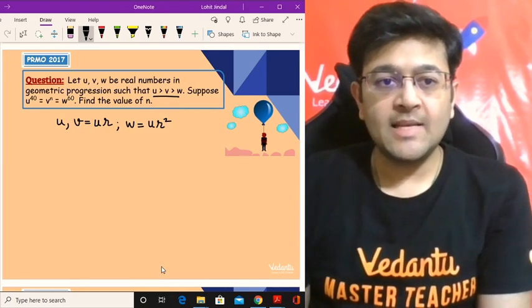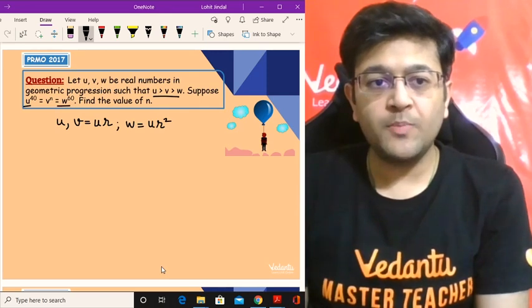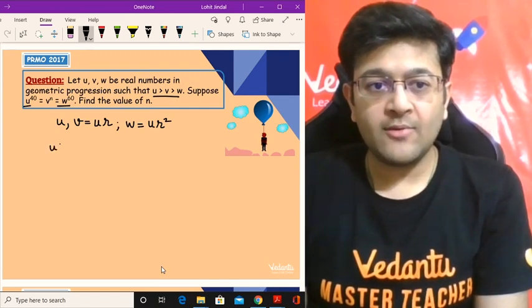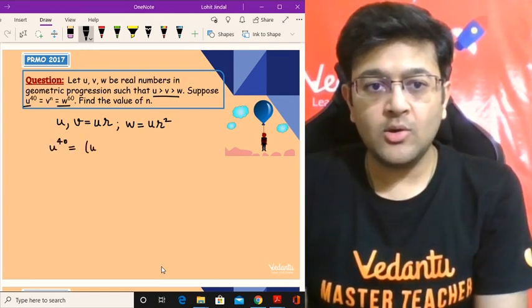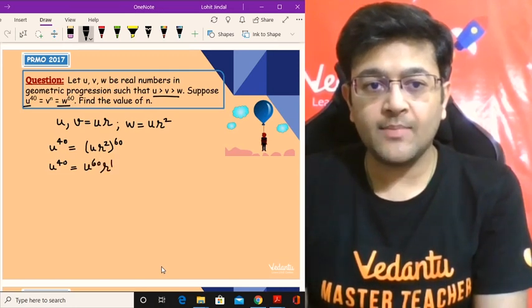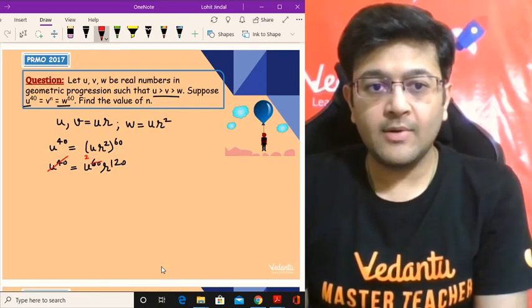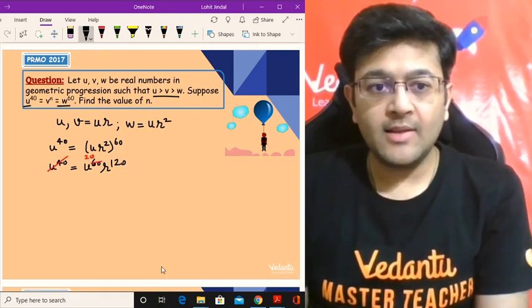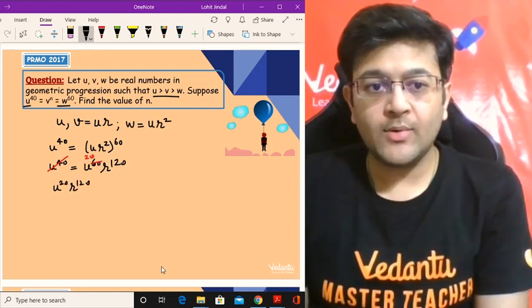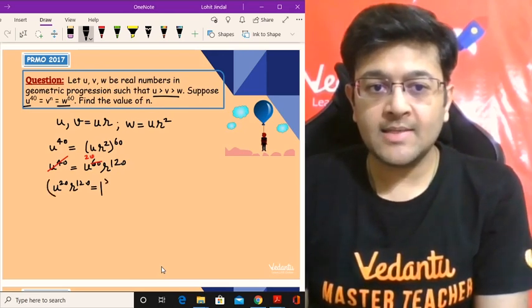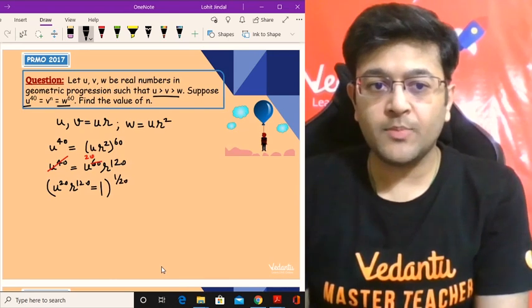Okay. So let's see. Now just use the first condition. So U power 40 equal to W power 60, because in this the numbers are all given, right? So U power 40 is equal to W, which is U R square, power 60. So from this what will happen? U power 40 is equal to U power 60 into R power 120. So as you can see, U power 40 will cancel out. We will be left with power 20, right? So we are left with U power 20 into R power 120 is equal to 1. Or you can say, okay, taking both sides, let's say I do 1 by raised to power 1 by 20 also, right?